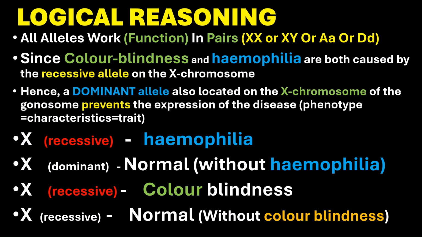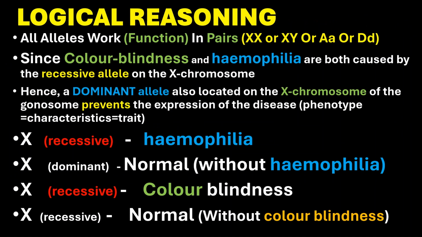During fertilization, we need two individuals, providing a sperm and an ovum. One allele comes from the father, the other allele comes from the mother, like XX and XY. Capital A, small letter a, capital D, small letter d. There are two, because one comes from the father, one comes from the mother. Since color blindness and hemophilia are both caused by a recessive allele on the X chromosome, a dominant allele also located on the X chromosome of the gonosome prevents the expression of the disease.